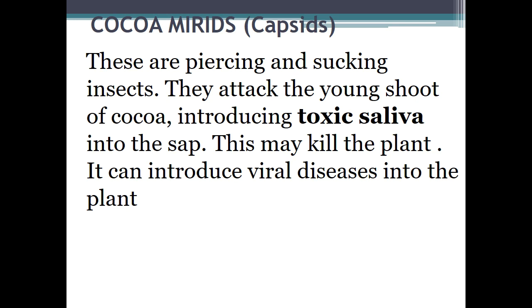They attack the young shoot of cocoa, introducing toxic saliva into the sap. This may kill the plant. It can introduce viral disease into the plant. So once this cocoa mirid pierces the cocoa plant, they attack the young shoot, and then they introduce their toxic, poisonous saliva into the sap of the plant, and this poisonous saliva may kill the plant, and it can also introduce viral disease to the plant.